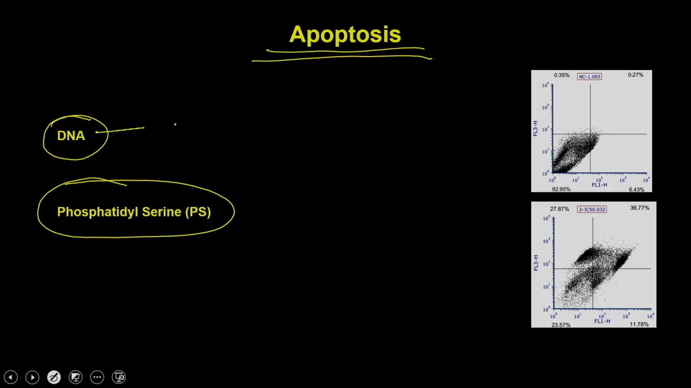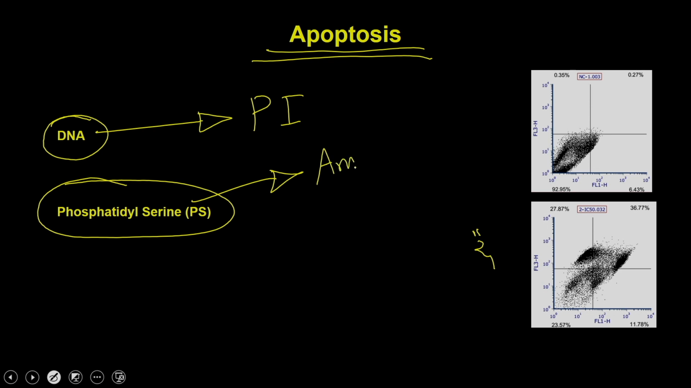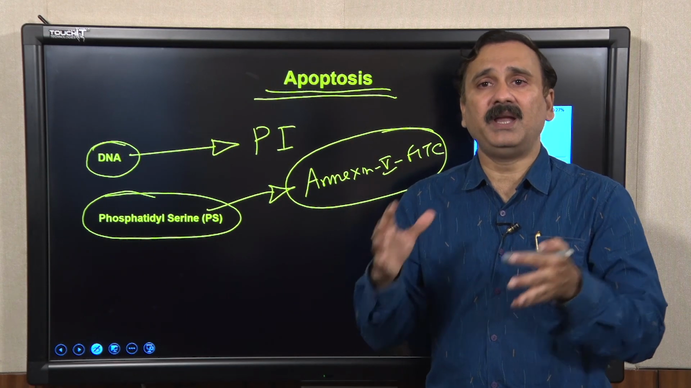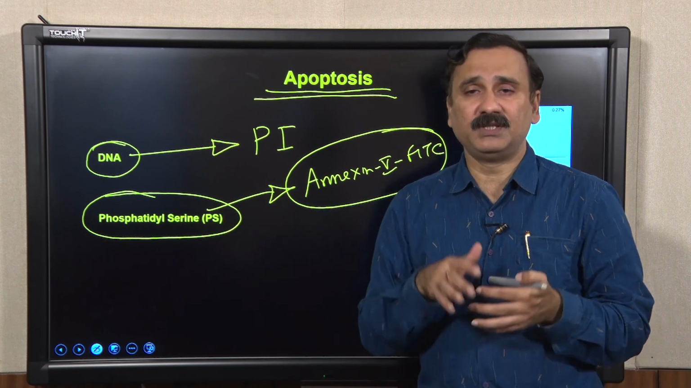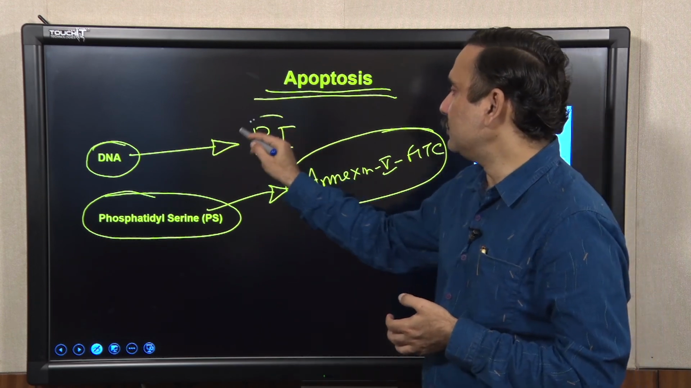So, what you can do is stain the DNA with a DNA dye, for example propidium iodide, or you can use reagents which bind to phosphatidylserine, for example annexin V labeled with FITC. Annexin V has a very high specificity for the phosphatidylserine present on the external surface of the cell, and you can also use propidium iodide.